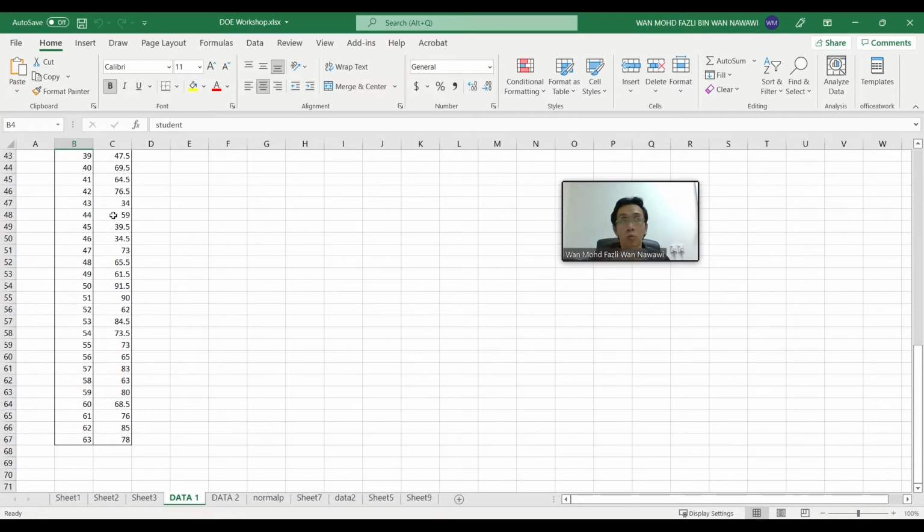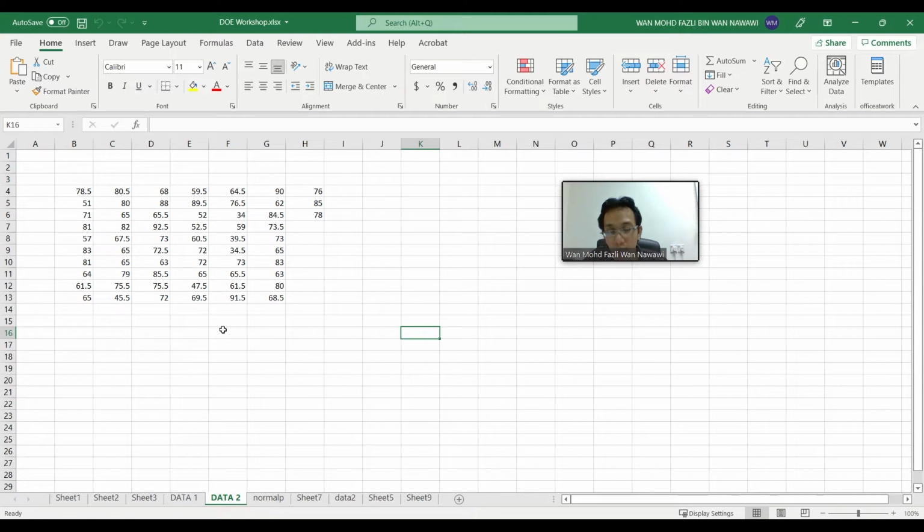If you want to replicate this data, I can show you here. You just snap this picture later on, and then you replicate the data. It's just the data. So what is this data all about? This is basically the exam score for the 63 students. So this is all the scores. When you have these scores, this is data.